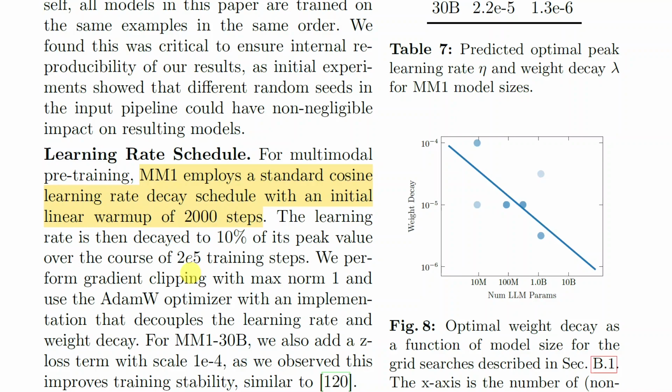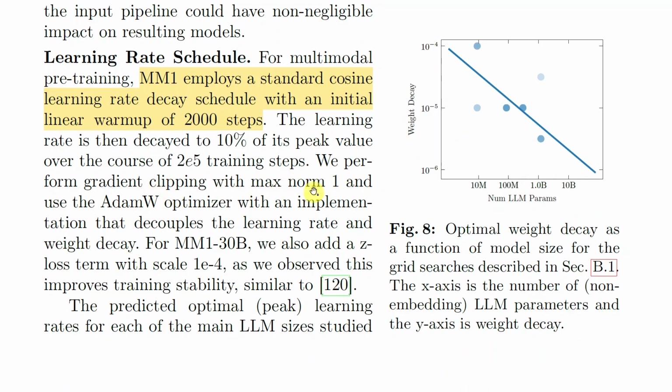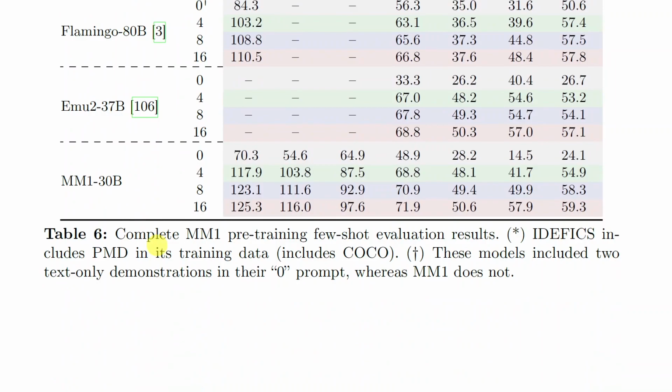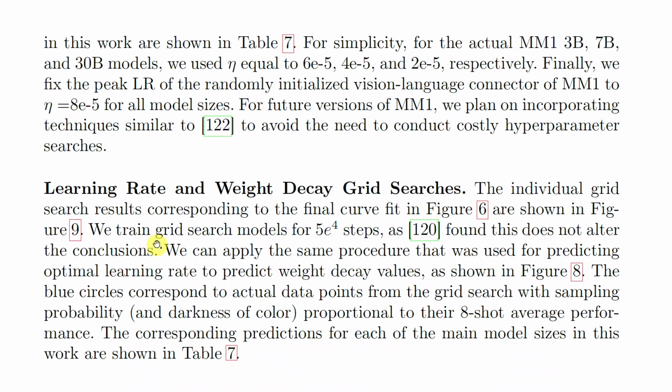Gradient clipping with max norm of 1, and the Adam optimizer is implemented. For the 30 billion model, another Z loss term with a scale of 1e-4 is also used. This is shown to improve training stability. Grid searches on the learning rate and weight decay are done.